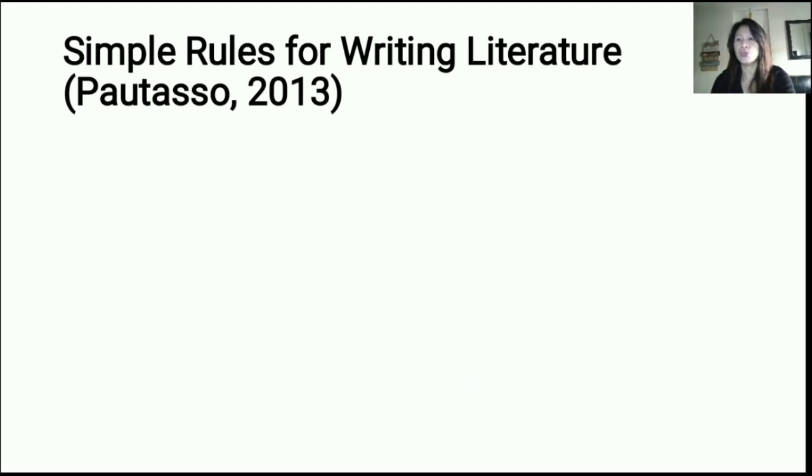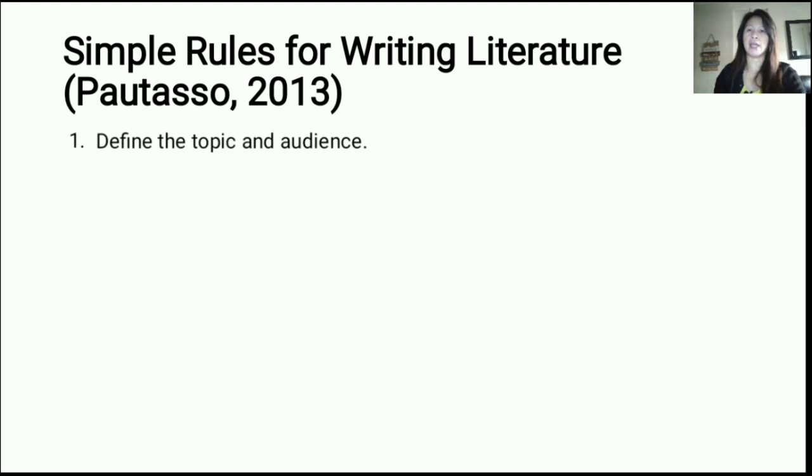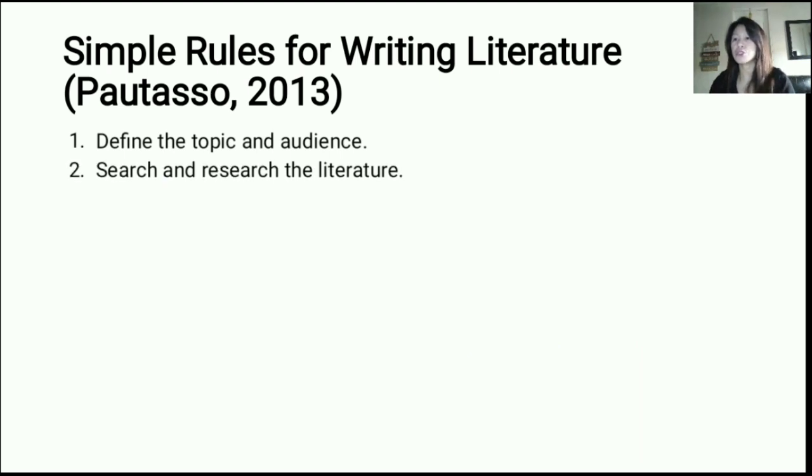Now, how do you write your research or review of related literature and studies? There are simple rules for writing RRL. These rules are from Pautasso in 2013. Number 1, clearly define your topic and audience. Before proceeding to RRL, you have done this in chapter 1. Okay? Number 2, search and research the literature which is about your topic.